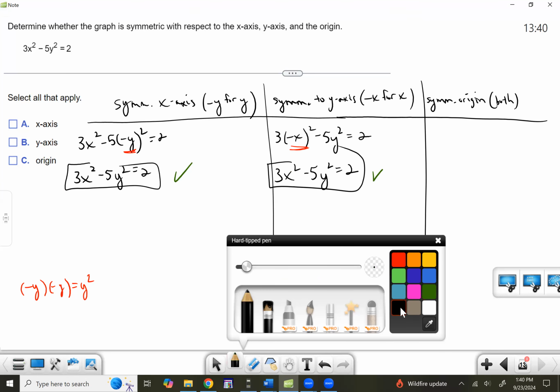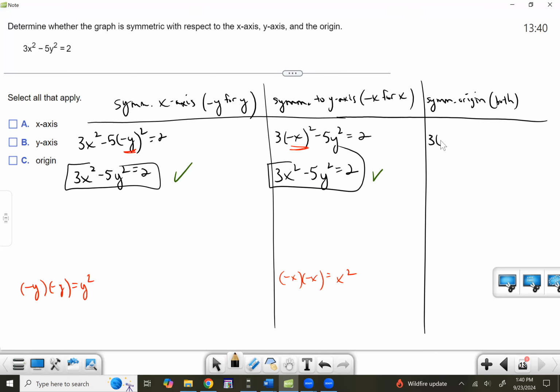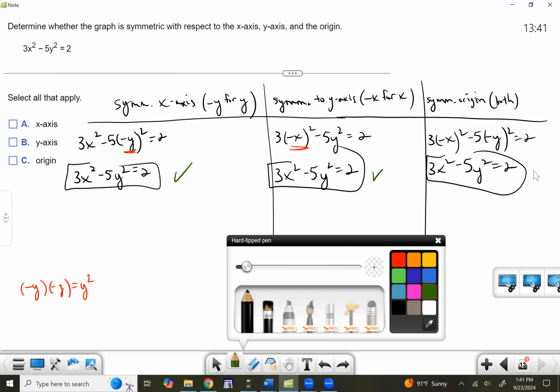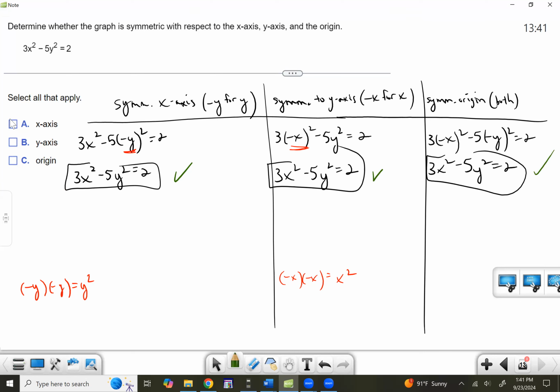Now you can see from all the work that we've done that if we substitute a negative x for the x and we substitute a negative y for all y's, we know we end up with this from the last two examples that we did. And this again matches the original. So we're going to go ahead and put a check on this one. So it turns out that it's all of these things.